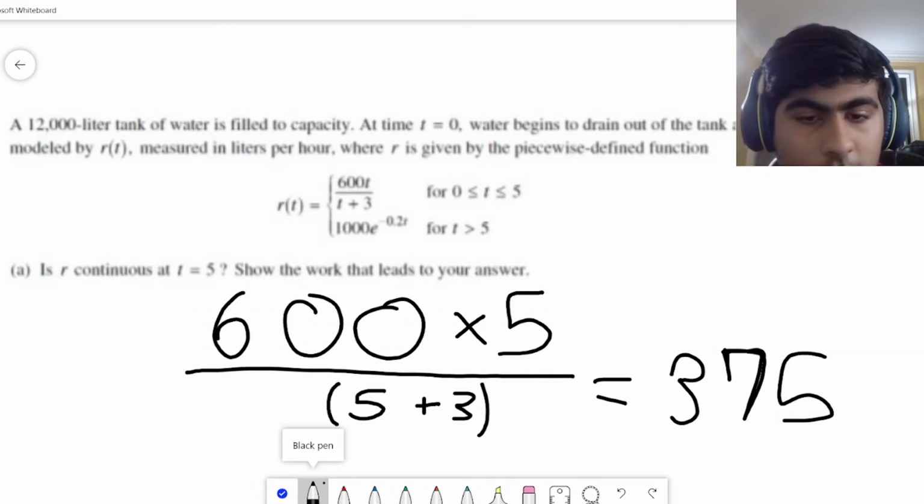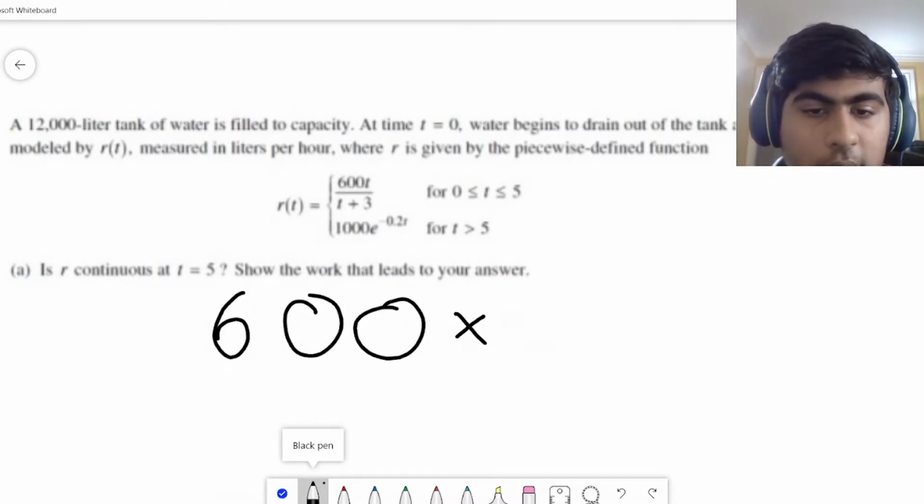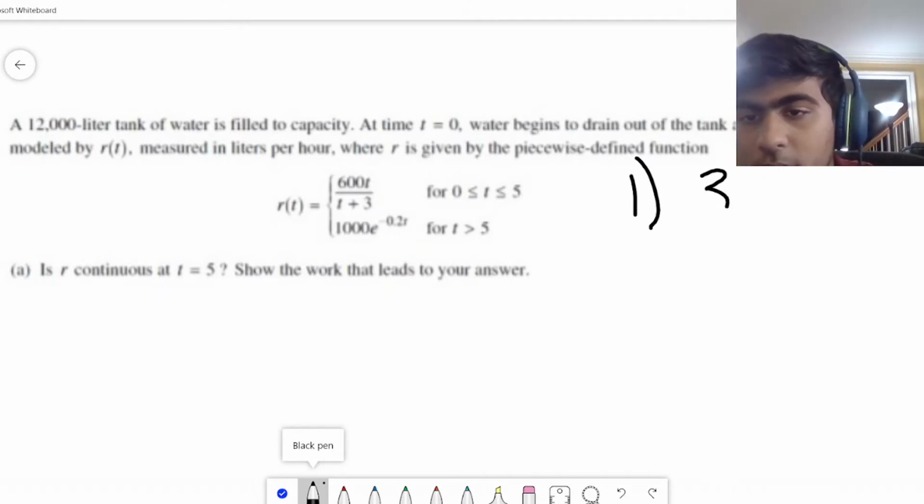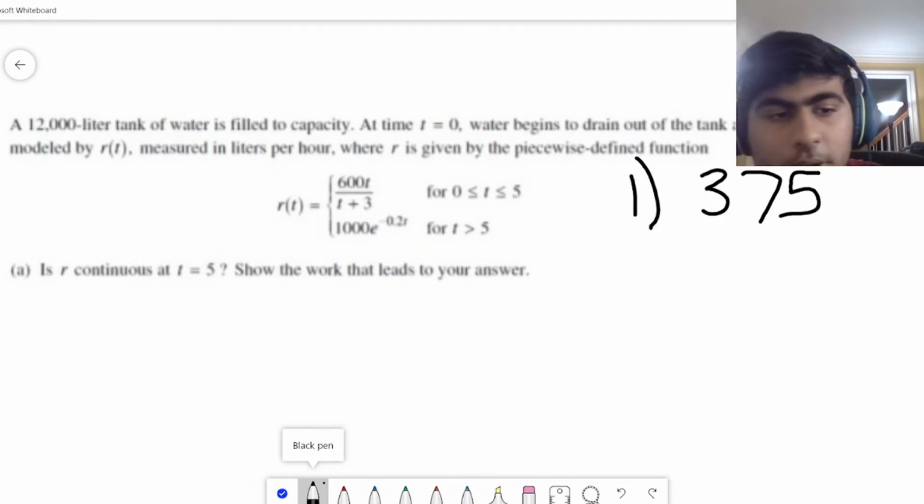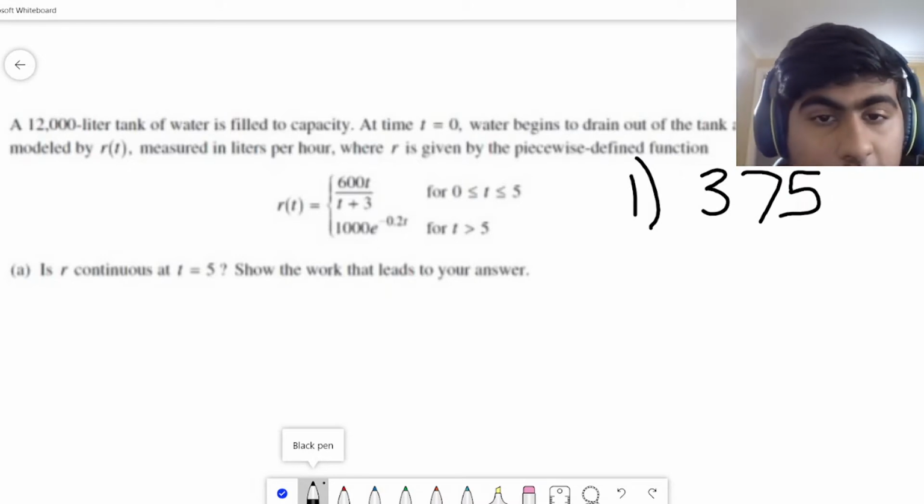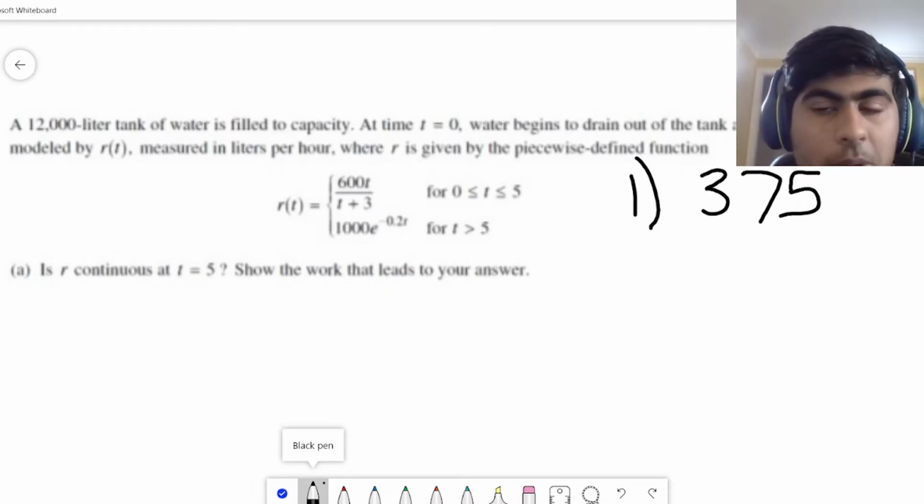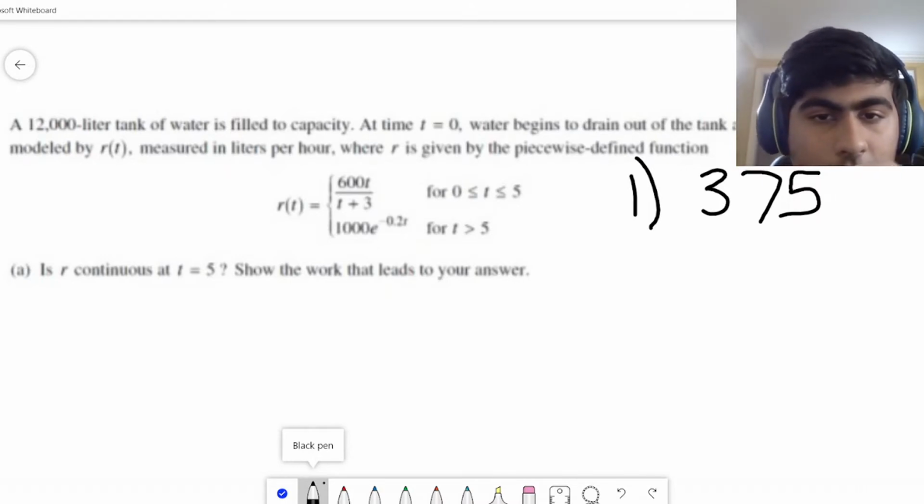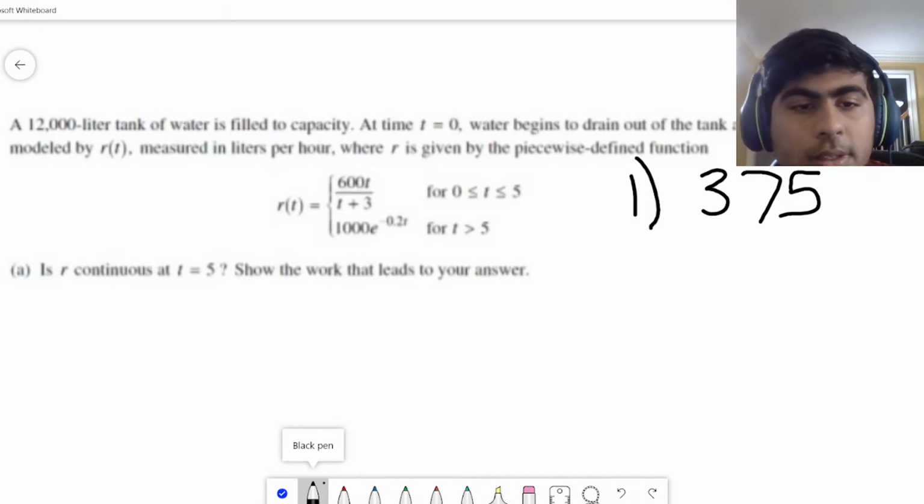All right, now this is 375, so our value does exist. Now we have to find out if the limit exists. So we have criterion 1, 375. Criterion 2, we have to find the limit of the left-hand side. Well, that's actually pretty easy since we just did that. We plugged in the value of 5 into the function on the top, which is from the left-hand side. And obviously that is going to be our limit, because that's how we define the limit. So for the second criterion, the left-hand limit is going to be 375.